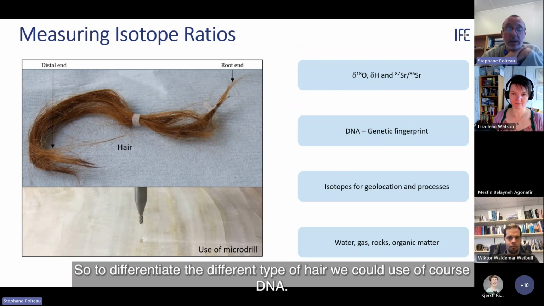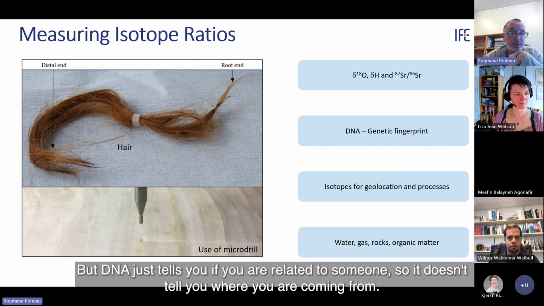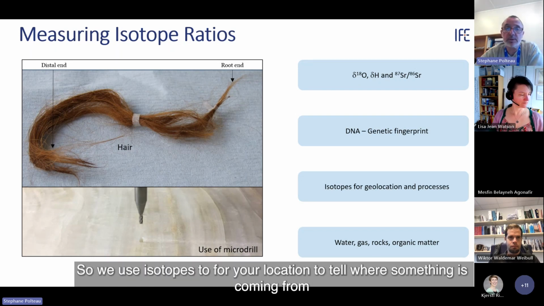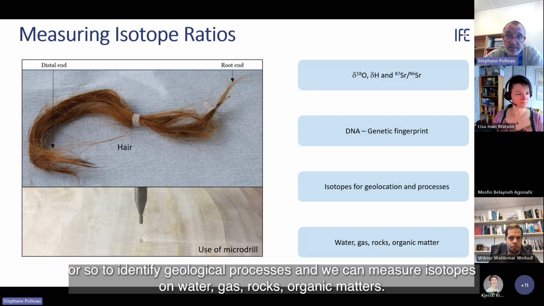So to differentiate the different types of hair, we could use, of course, DNA. But DNA just tells you if you're related to someone. So it doesn't tell you where you're coming from. Also, DNA is for living things, so you don't get DNA in the rocks. So we use isotopes for geolocation to tell where something is coming from, or also to identify geological processes. And we can measure isotopes on water, gas, rocks, organic matter.